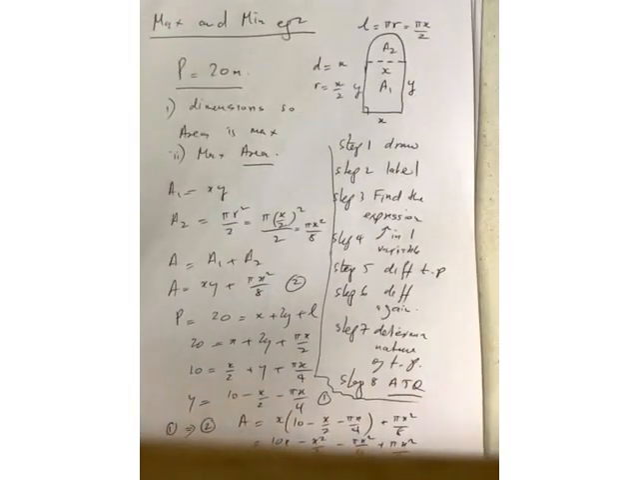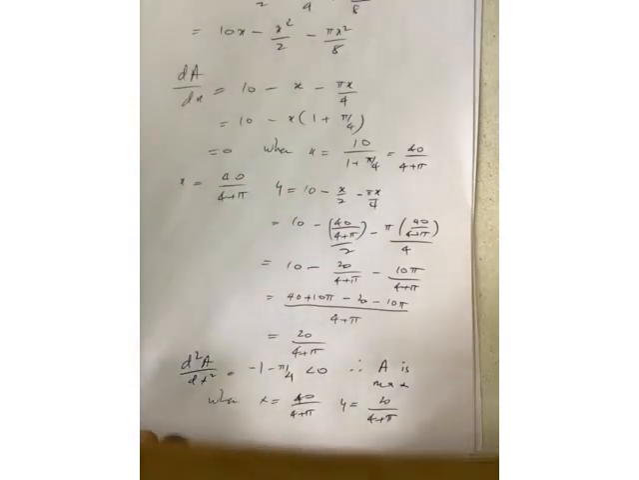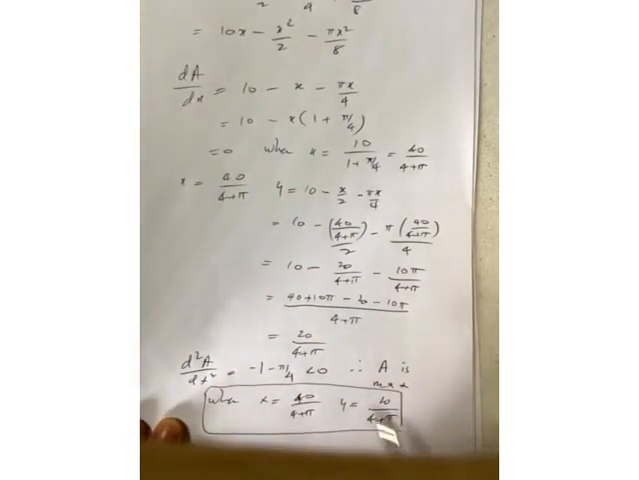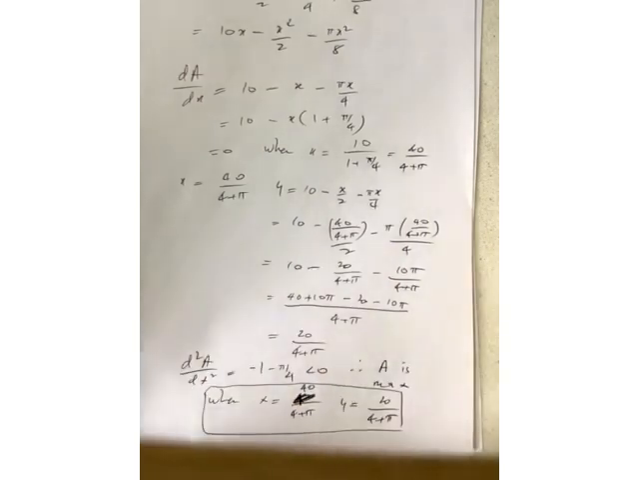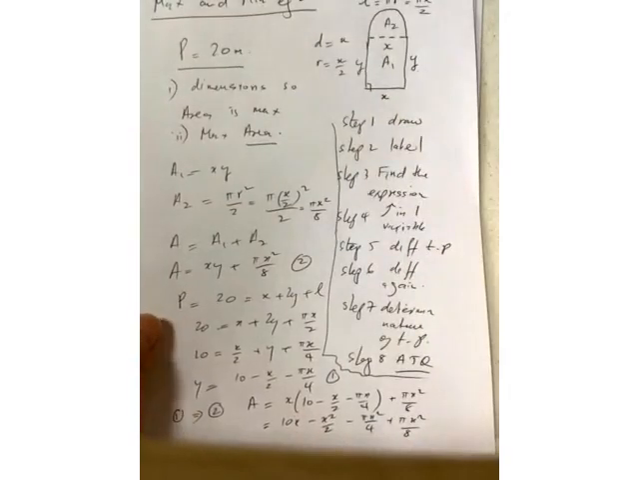First question says find the dimensions when the area is max. Well, the dimensions are when x is equal to 40 over 4 plus pi and y equals 20 over 4 plus pi. That's 40, by the way, like that. Then the area is max. So that's the first part. You haven't answered the second part yet. Second part says find the maximum area.